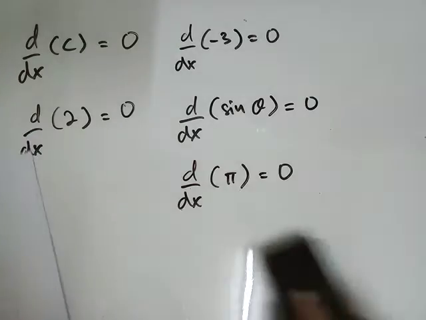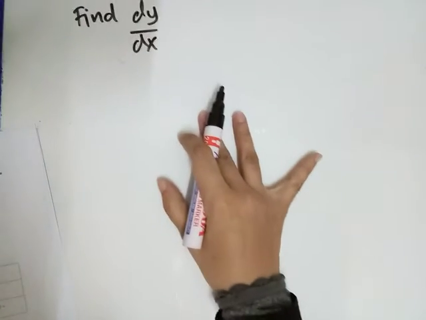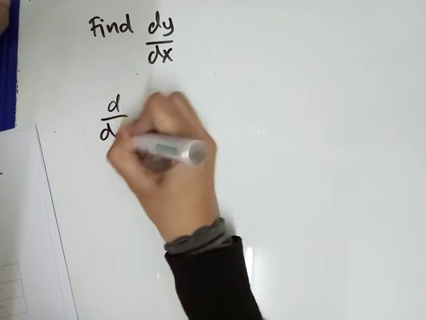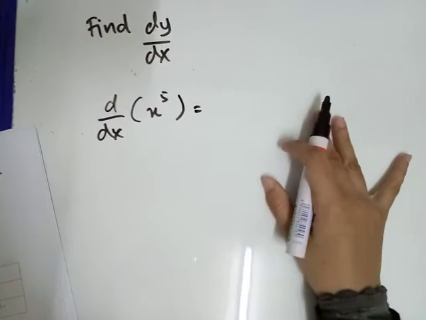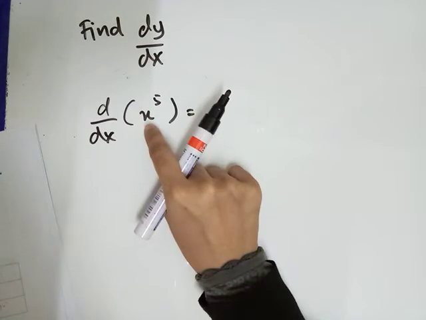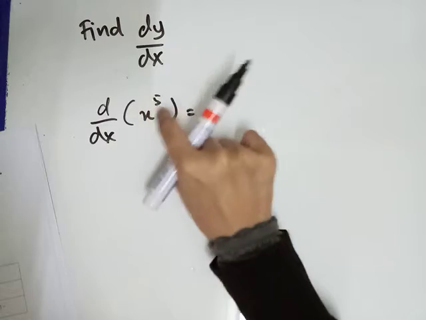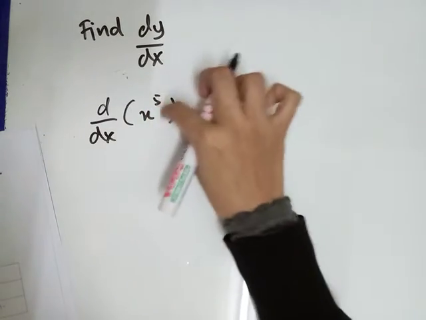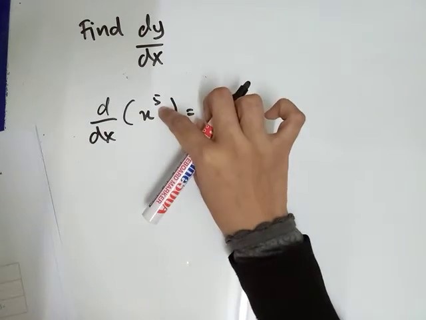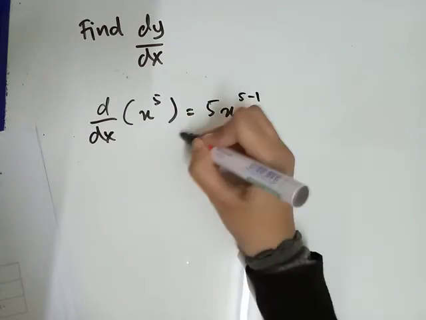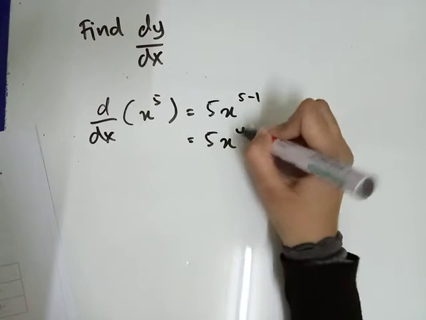Okay, look at example 1.3. Example 1.3 tu, first soalan, d/dx of x power 5. Now we have variable x. So macam mana nak differentiate? Yang power ni bawa ke depan. So it will be 5x, and then power ni akan minus 1. 5 minus 1. You will get 5x power 4. This is the answer.